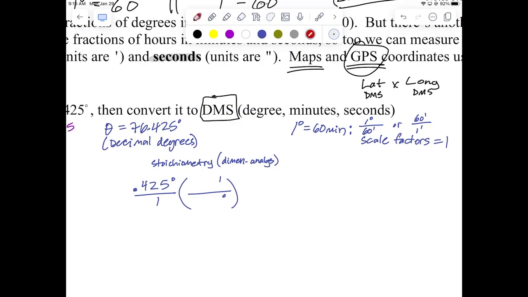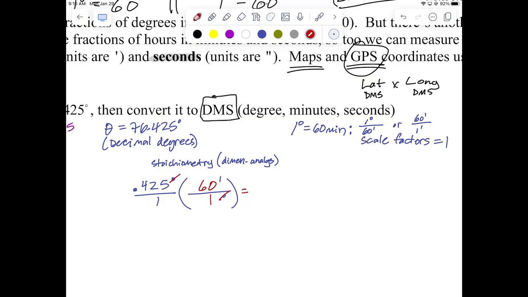So now we just fill in. How many minutes in a degree? 60. So this is going to be 60 over 1. And if you notice, the degree bubbles divide out. I like to make the sound and I like to divide them out. And now all we got to do is multiply those together. Here's where your calculator can be helpful.